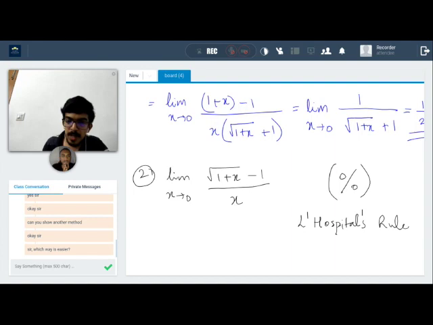Which way is easier? See, of course, this L'Hopital's rule is not in the NCERT syllabus. You can't use it in a board exam. But for entrance exams, a lot of questions on limits can be solved using this L'Hopital's rule. You should remember that it applies as long as the problem is in the form 0 by 0 or infinity by infinity.